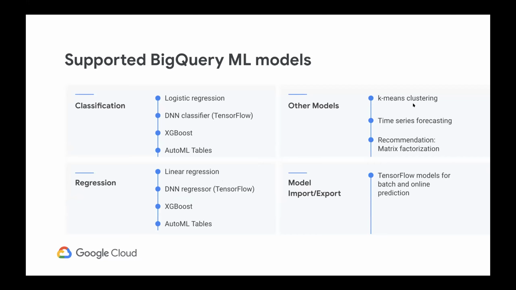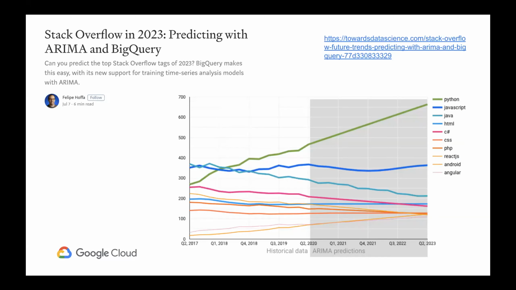Other model types: you have k-means clustering. You can do demand forecasting with time series forecasting. You can also create recommendation systems using matrix factorization. And then finally, you can import TensorFlow models. If you've built those models outside and you want to run them on the data in your data warehouse on BigQuery, then you can import your TensorFlow models there and run them on your data.